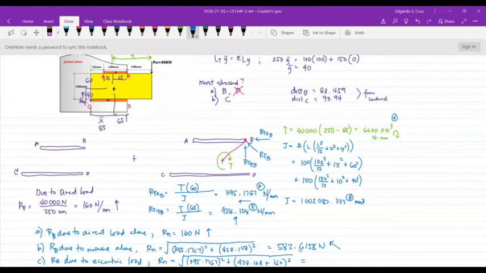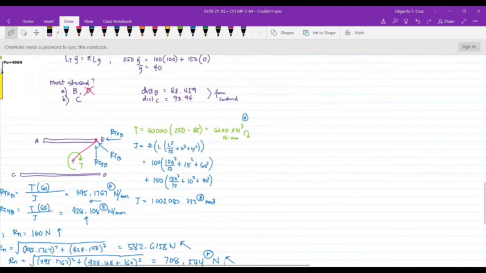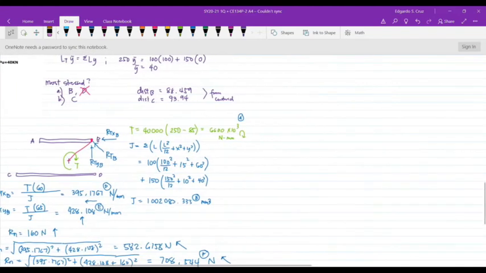So that would be plus 160. So my answer is 708.54. Let me store it. Shift store sa F. Okay, and the unit is newtons. And the direction of which would be also upward to the left. Question up to this point? Clear po, sir. Okay, so yan yung point B.